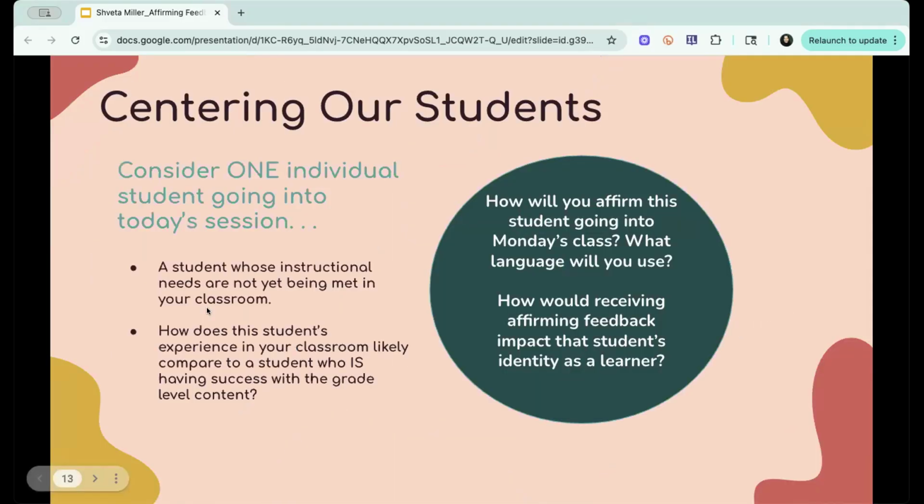So centering our students, that same student from before, how will you affirm the student going into Monday's class if you are a classroom teacher, or in any interaction you have with that student if you're a leader, an admin, or another role in a school? What language will you use? How would receiving affirming feedback impact that student's identity as a learner?